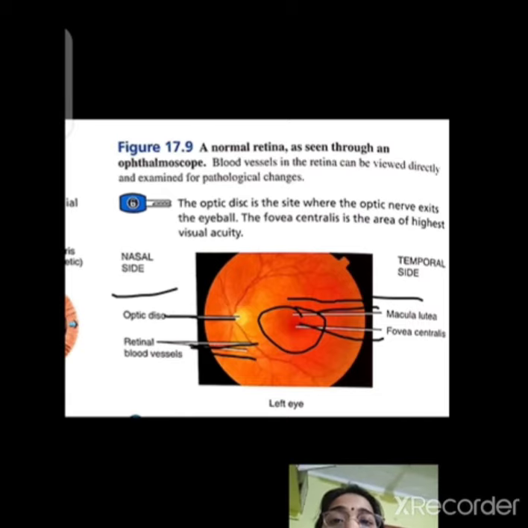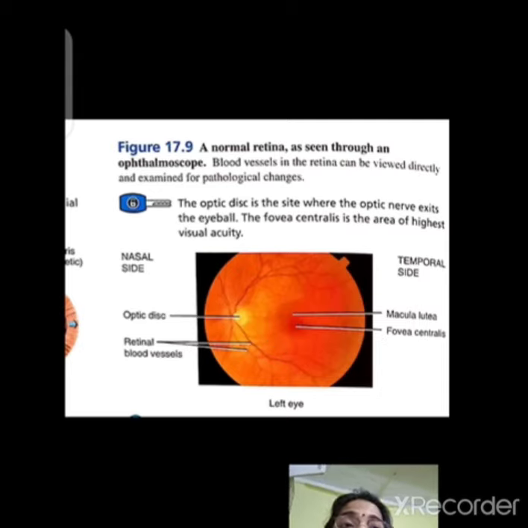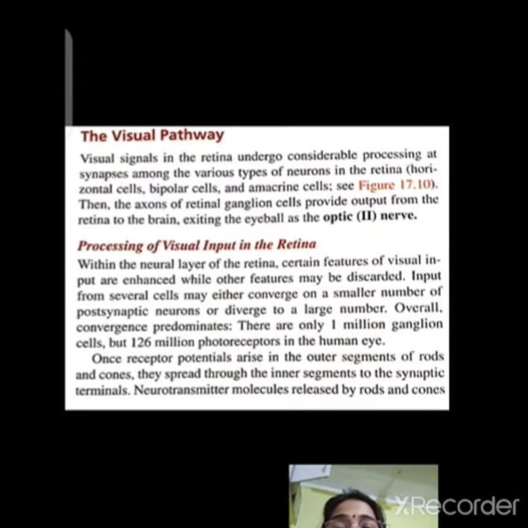This all comes under the various responses of your pupil towards bright light, dark light or normal light. So this is all about the anatomical part of your eyeball. Now we'll go to the visual pathways, which take these images, the sensory nerve part of your eyes, to the brain. So now we'll study the visual pathways, how these various things are taken to the brain. Now, the visual pathway.